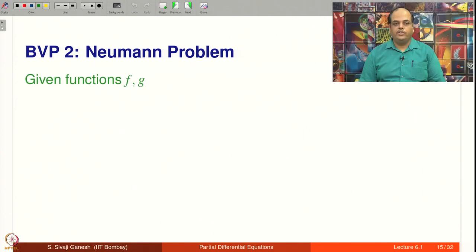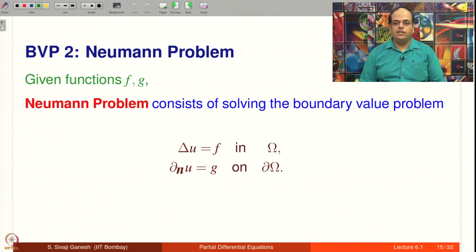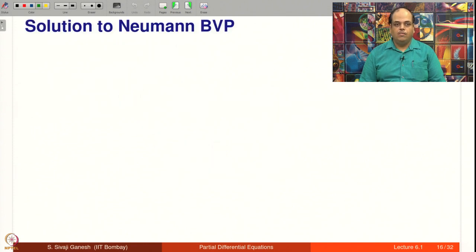Now, let us look at the second boundary value problem called Neumann problem. So, here given functions f and g, Neumann problem consists of solving the boundary value problem Laplacian u equal to f in omega and the normal derivative equal to g on boundary of omega. g and f are prescribed, they are given to us.